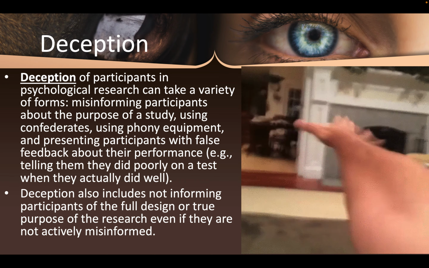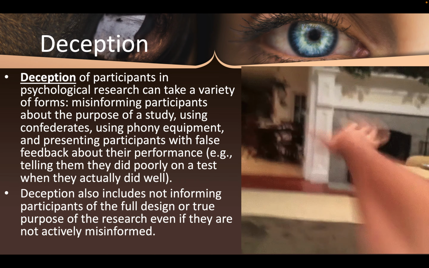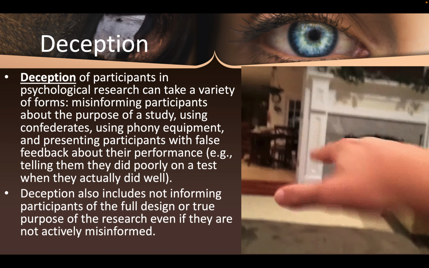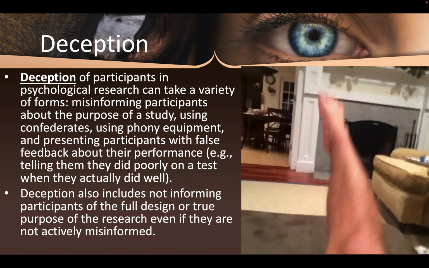Deception of participants in psychological research can take a variety of forms: misinforming participants about the purpose of a study, using confederates, using phony equipment, and presenting participants with false feedback about their performance, for example, telling them that they did poorly on a test when they actually did well. Deception also includes not informing participants of the full design or true purpose of the research, even if they are not actively misinformed.